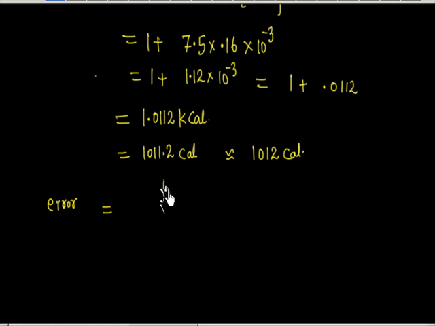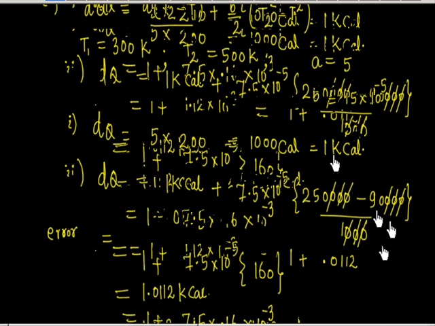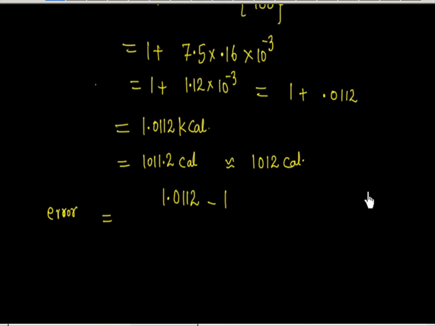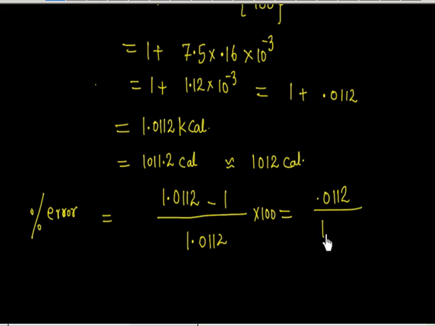So what is the error? In the second method I am getting 1.0112 kilocalorie. In the first method I am getting 1. Are you getting or not? So in the first method it is 1, and this difference should be divided by the true value, the more true value. Basically this is also not 100% true, but this is more true. So 0.0112, and this multiplied by 100 gives the percentage error. So you will have 0.0112 divided by 1.0112 into 100.